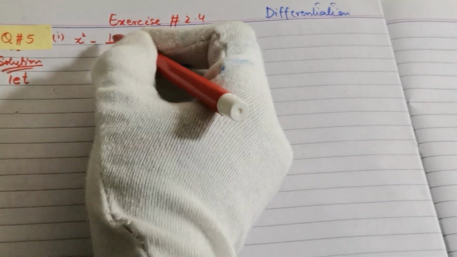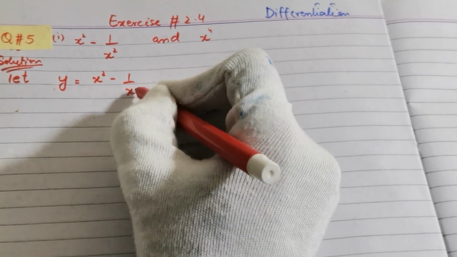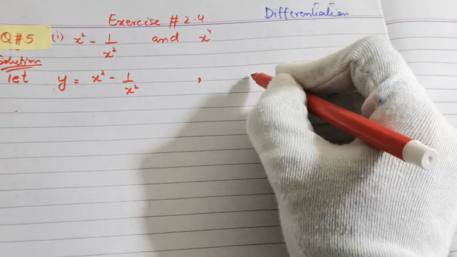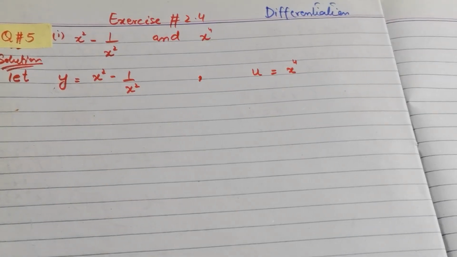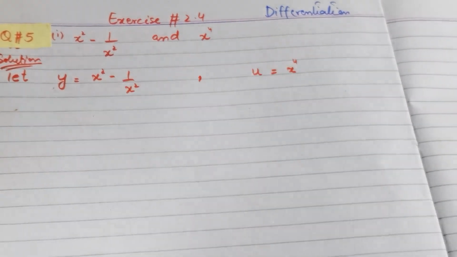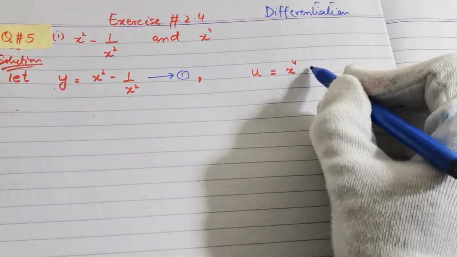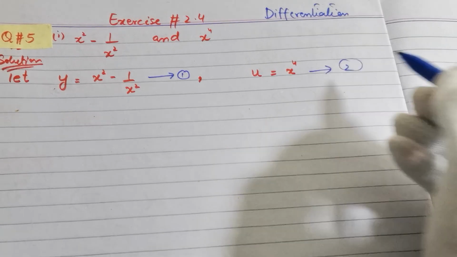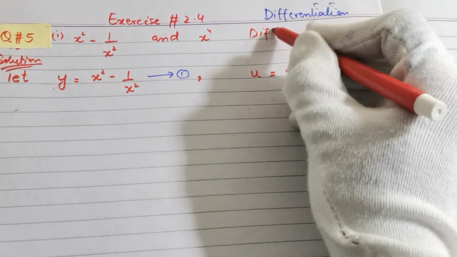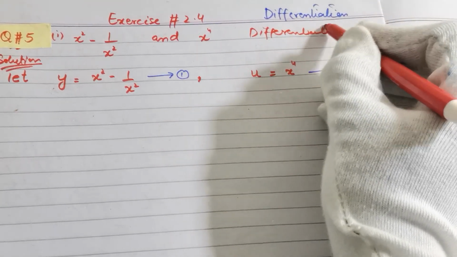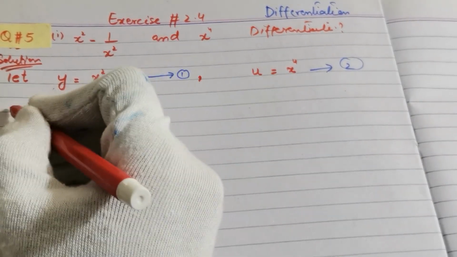For example, we consider this term as let y is equal to x square minus 1 by x square, and we consider this term as u is equal to x raised to power 4. Now we name this equation as equation 1 and this as equation 2. Differentiate. So we will first of all differentiate equation 1.